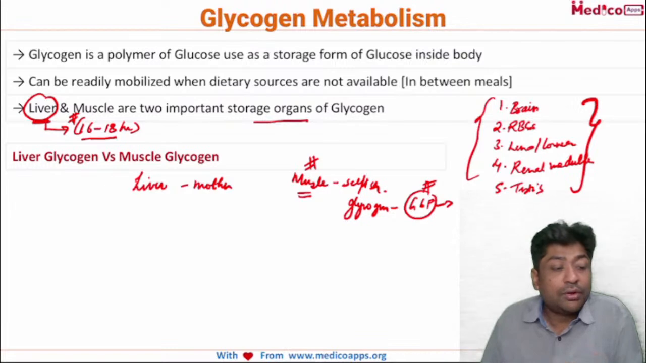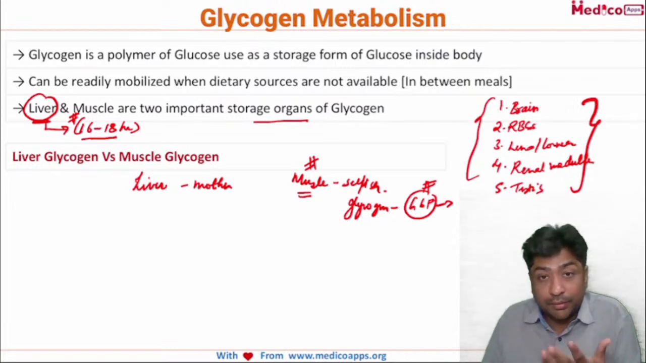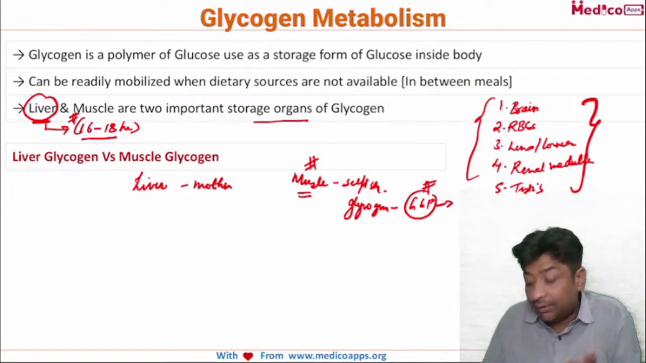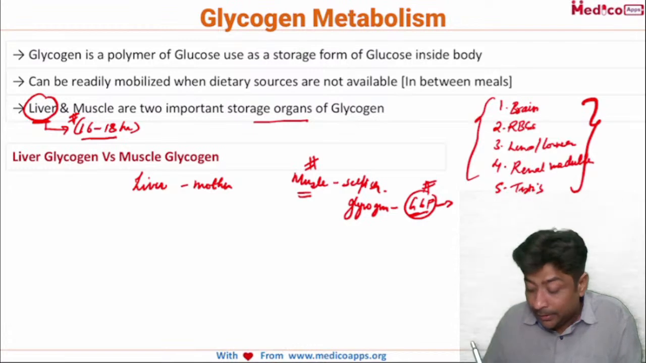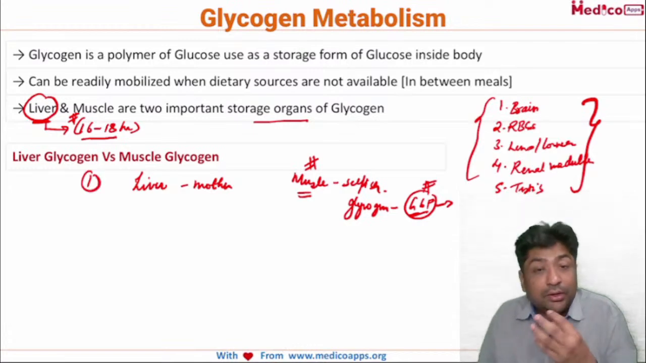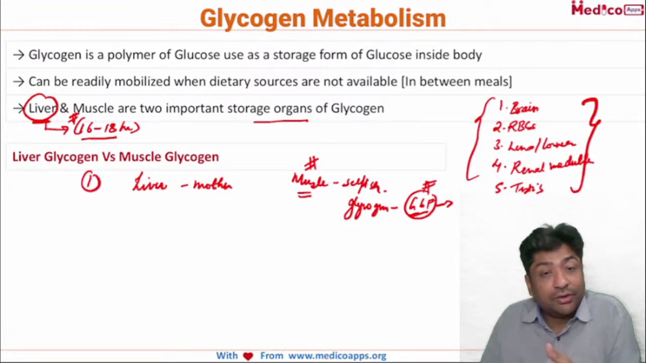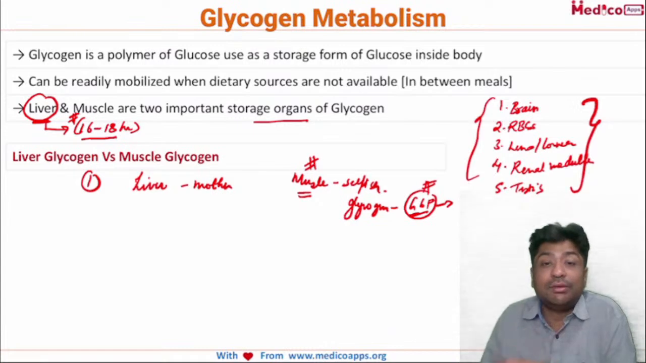Okay, so whatever glucose is being stored by the muscle, it will only convert it to glucose 6 phosphate and use it by itself. So this is a very, very important difference that you have to remember. So first difference, whatever glycogen is stored in the liver, it is available for the entire body. Whatever glycogen is stored in the muscle, it is only available for muscle.